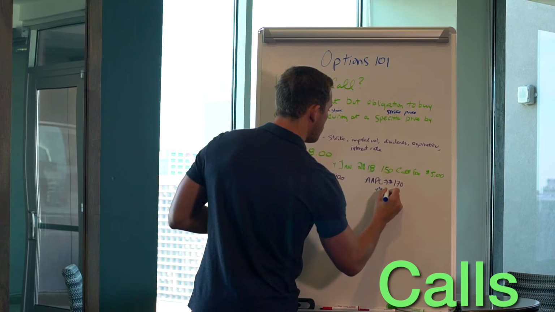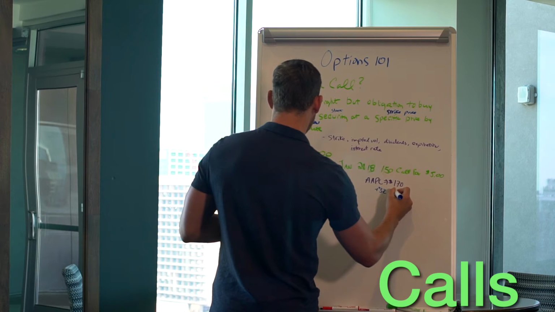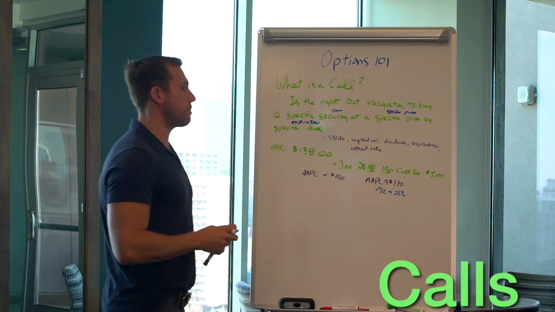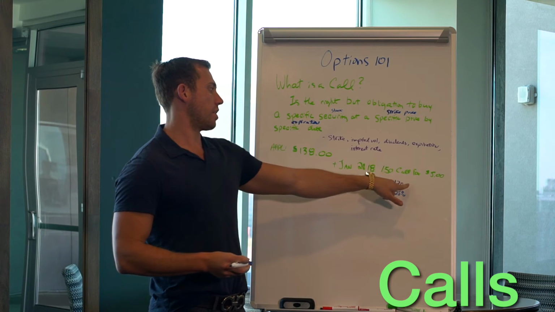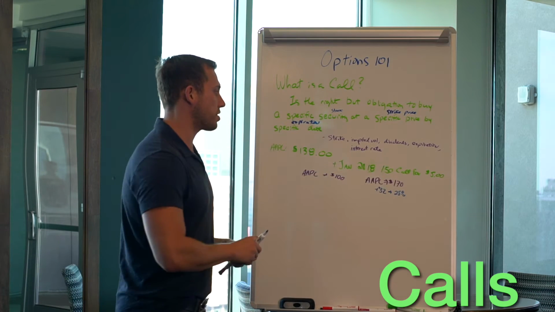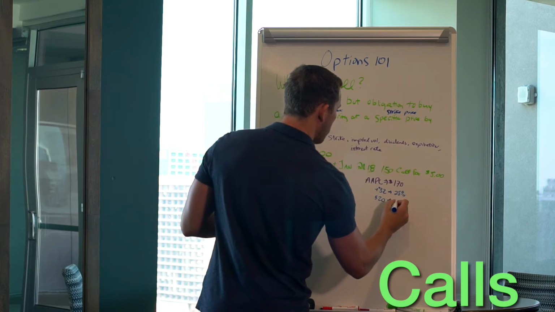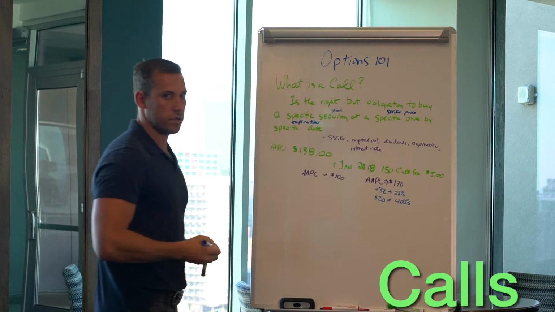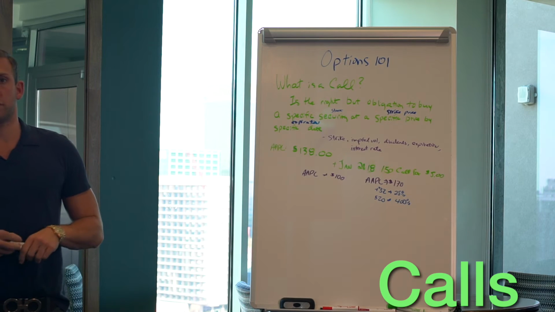$32. If you do that on an ROI basis, that's about 25%. The right, but not obligation, to buy Apple at 150 — now it's trading at 170. So that option is going to be worth $20. You paid 5, so that's 400%. This is a pretty simple and easy way to look at call 101, option strategy.